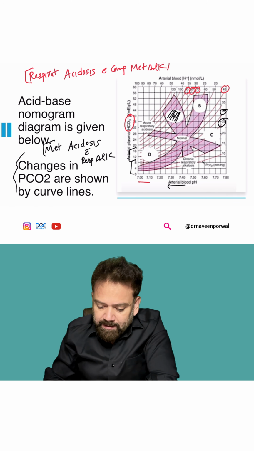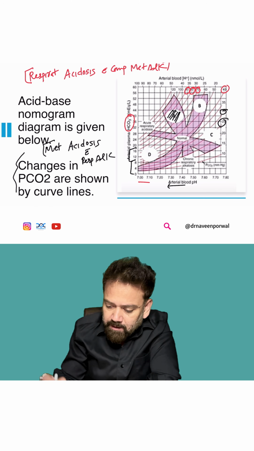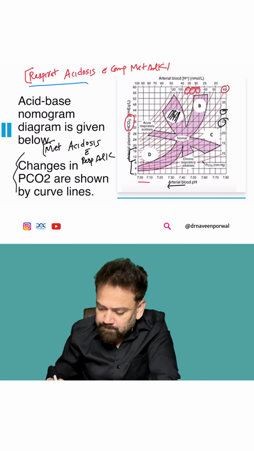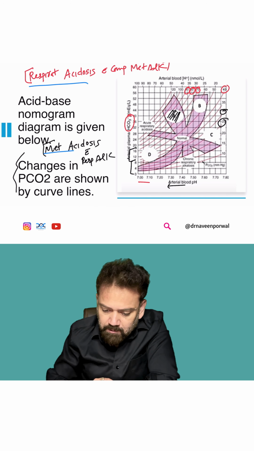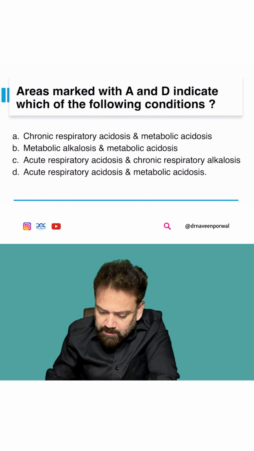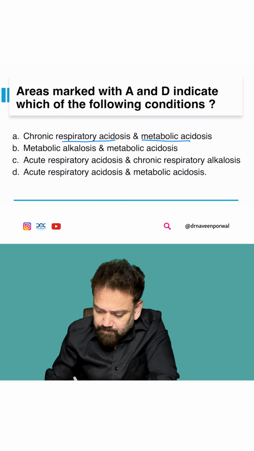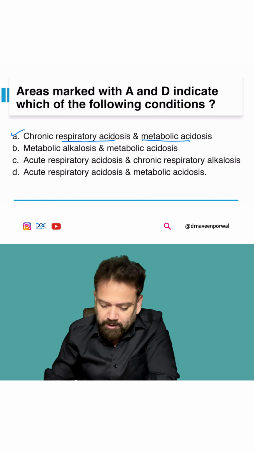So area A, let me write it. Area A is respiratory acidosis and D is metabolic acidosis. Yes, it is chronic. Why? It is compensated, so it will be chronic. Okay, so the answer is A only.